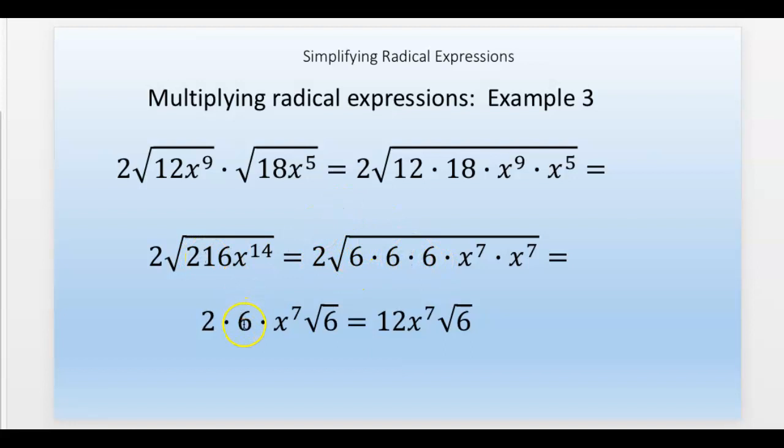So we can take out 1 6, but we have to leave 1 inside. All right, x to the 14th is x to the 7th times x to the 7th. Take x to the 7th out. All we're left with inside is 1 6. That's all that's left inside. All right, so we leave it underneath the radical sign. 2 times 6 is 12, and there's x to the 7th outside now.